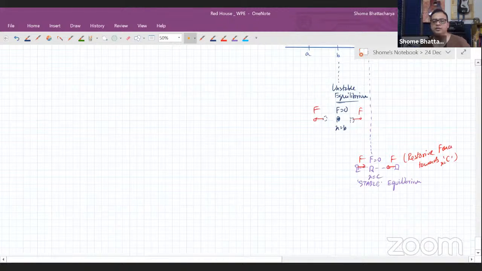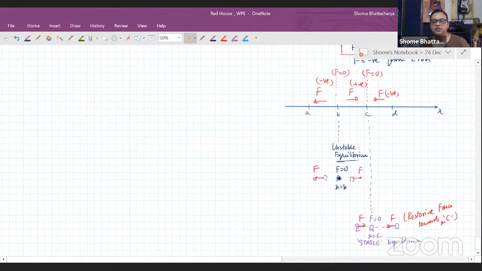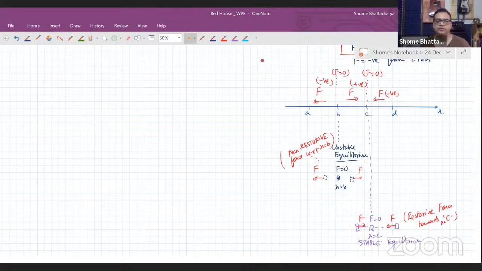Whereas this point, the point x equal to B, is such a point that at that point the force is 0. But even if you move it slightly away from it, the body will tend to run away from that point. So it is an unstable equilibrium point, because these forces are non-restorative. They don't restore it back to equilibrium. They are non-restorative forces with respect to x equal to B. It is taking it away from x equal to B. Whereas on either side of C, you can see the force is restorative.